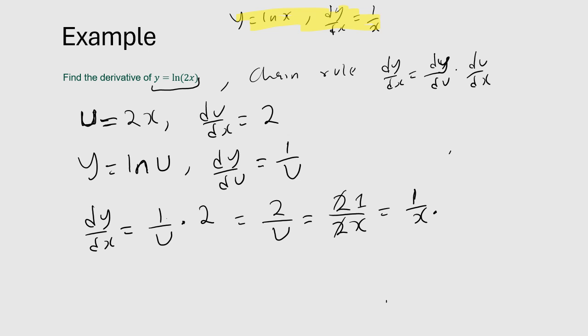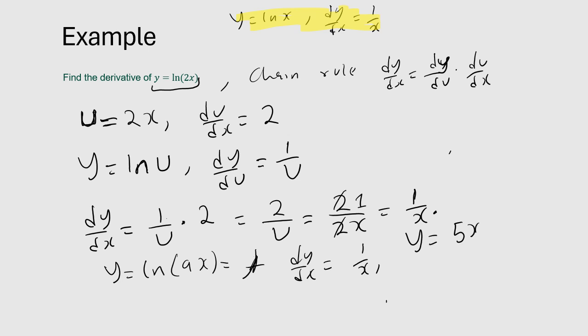So from here we got a rule that whenever you have y equal to ln of some constant times x, ln ax, dy over dx is just 1 over x. So for instance, if you have y equal to ln 5x, dy over dx is just 1 over x.